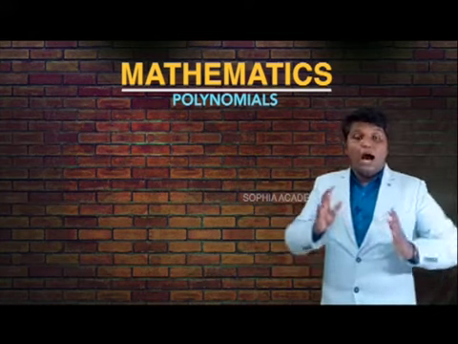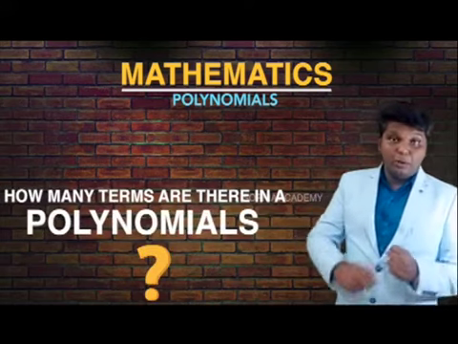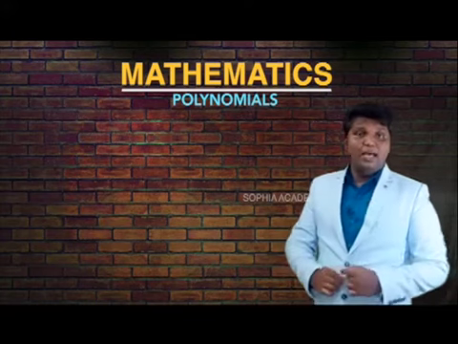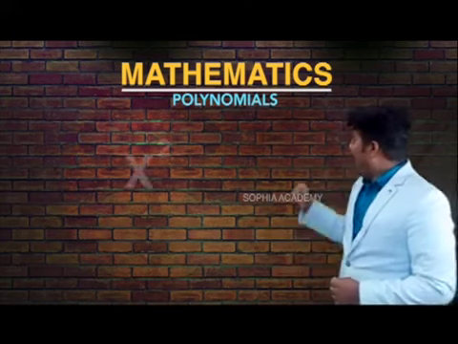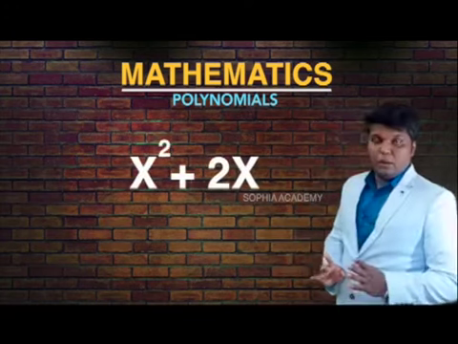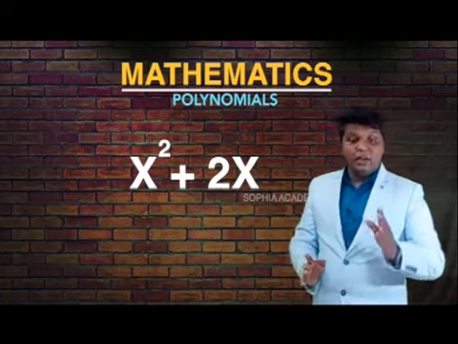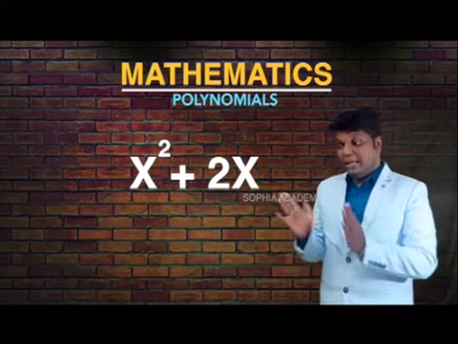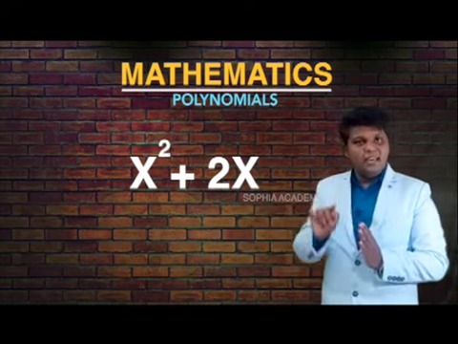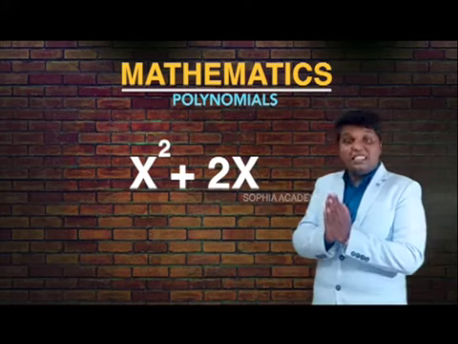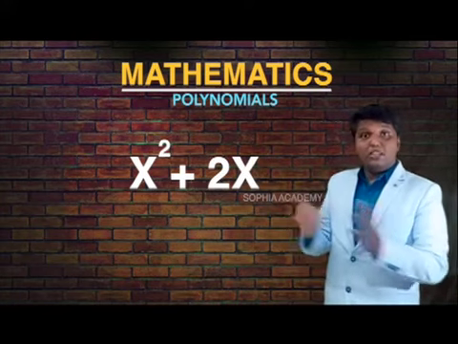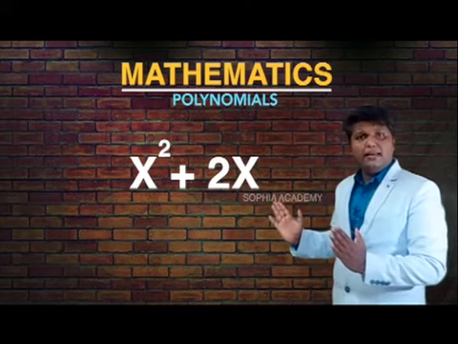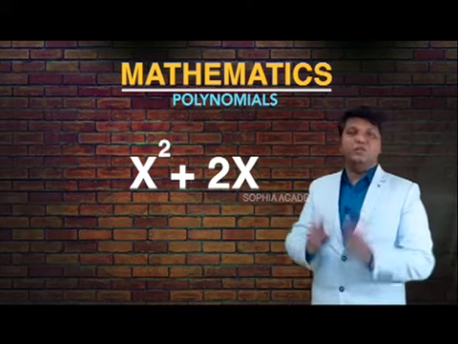Is that clear? Now, how many terms are there in a polynomial? We are going to that topic. How can we identify the terms of a polynomial? Let me give you an example. Let us take x square plus 2x. Here you can see x square, right? That is a variable term. 2x, another one. In between x square and 2x, you can see there is a plus sign. So this plus sign separates the expression into 2. Before the plus sign lies x square. After the plus sign lies 2x. So we can say there are 2 terms.